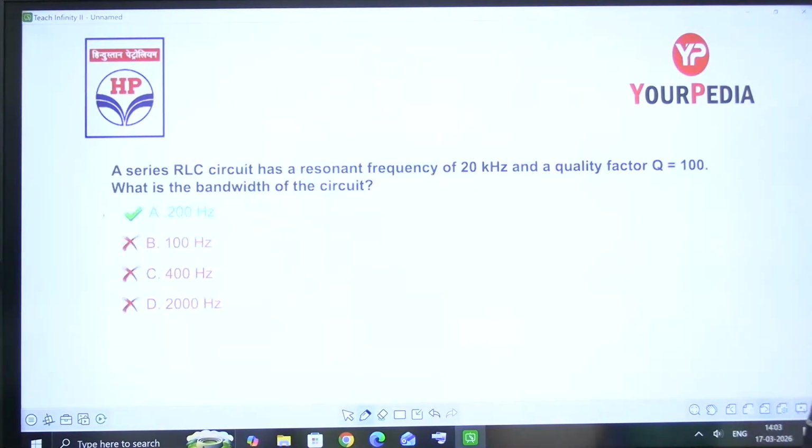Right? Next question. Try this. A series RLC circuit has a resonant frequency of 20 kilohertz, FR is given, and quality factor is given. What is the bandwidth of the circuit? It is asking about the bandwidth. Try for 1 minute, please. Simple question. You can use the previous formulas.